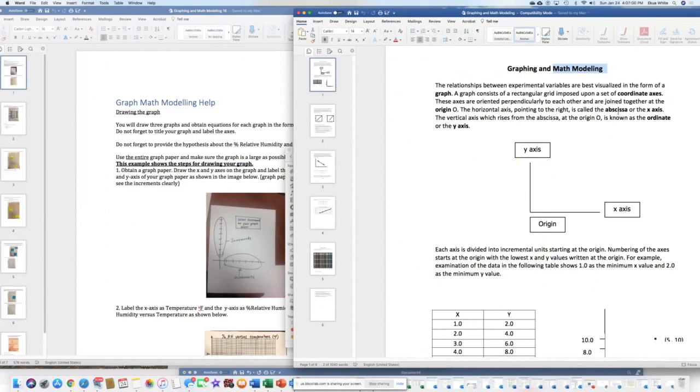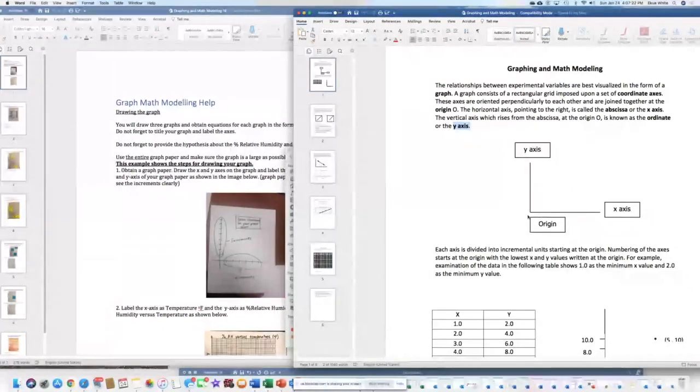It gives you actual names like abscissa for the x-axis. In chemistry, we tend to use just x-axis and y-axis. We don't use abscissa or ordinate. Those are more technical terms for math. So x-axis is left to right, and up and down is the y-axis. Every graph has to have those points.